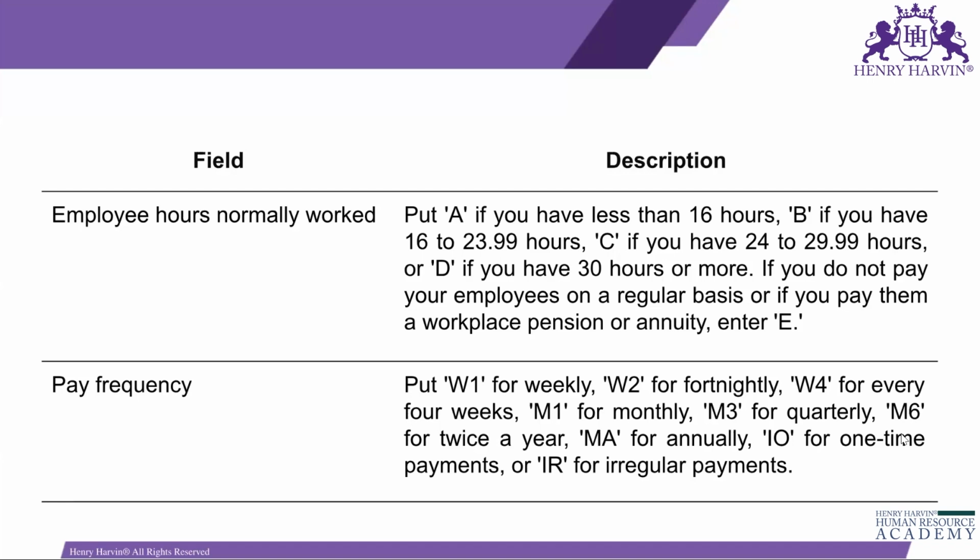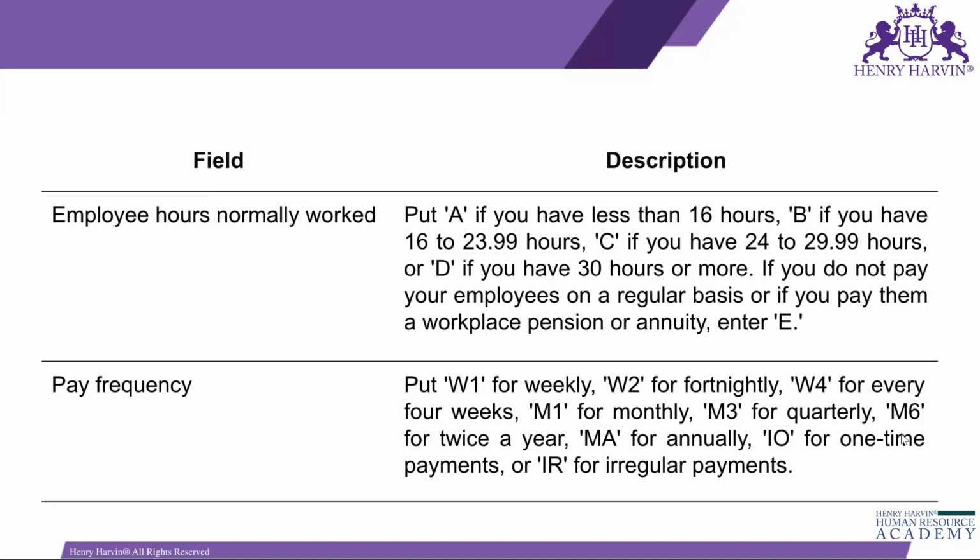You just need to report the hours category. Put A if the employee works less than 16 hours in a week. The working pattern is B if you have 16 to 23.99 hours, not exactly 24, less than 24. C if you have 24 to less than 30. Similarly, D if you have 30 hours or more.